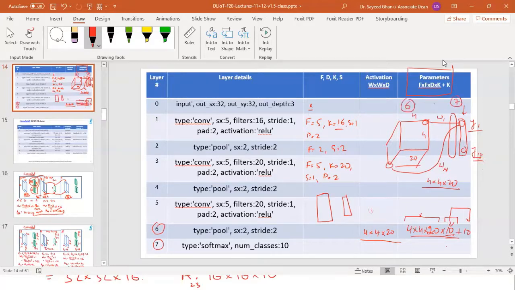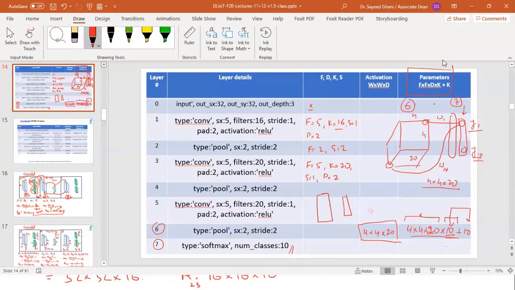Now, layer number 6 gives you an output activation map, which is 3-dimensional. From this you have to create an output which is a single vector of 10 numbers. Why is that? Because you want to be able to predict one of 10 classes. That was our original problem.